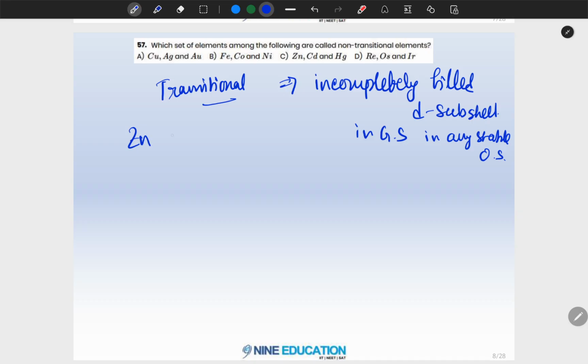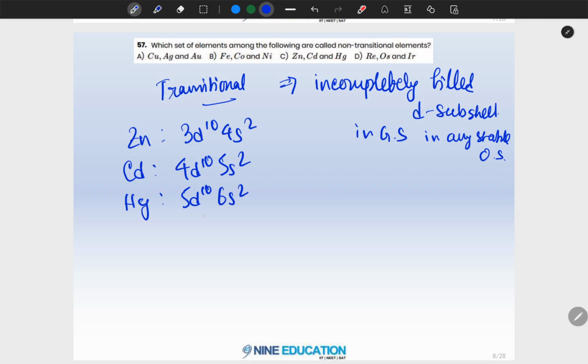Now for zinc, what is the electronic configuration? That is 3d10 4s2. For cadmium, the electronic configuration is 4d10 5s2. For mercury, the electronic configuration is 5d10 6s2. So these are the ground states. Clearly we are able to see that in the ground states the d orbitals of all these elements are completely filled.